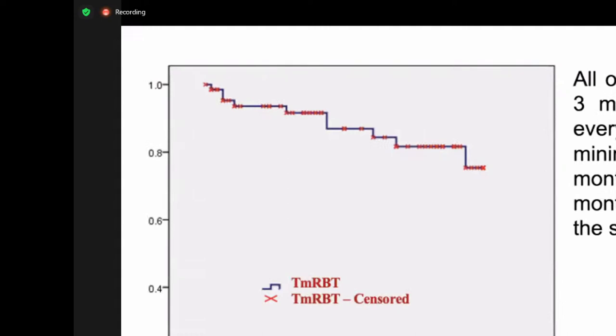All of them were followed up every 3 months for the first 3 years and every 6 months for the years after. The recurrence rate of the study sample was 14.7%. We applied the Kaplan-Meier method to estimate the recurrence-free survival time of patients after surgery, about 31.2 months, with p less than 0.05.